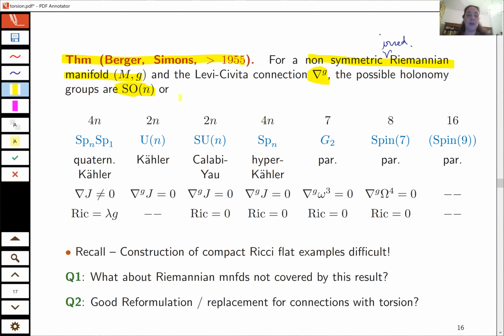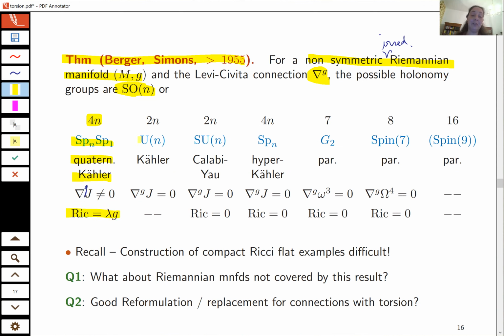All these groups correspond to certain dimension situations, and each of them has a particular name. So the group Sp(n) times Sp(1), for example, corresponds to what are known as quaternionic Kähler manifolds, and these actually occur only in dimensions divisible by 4. Their quaternionic structure is not parallel with respect to the Levi-Civita connection in general. And these manifolds, for example, are always Einstein.